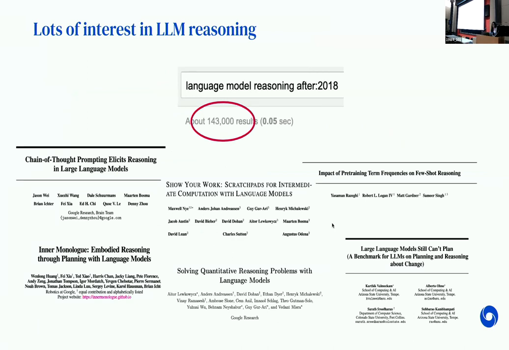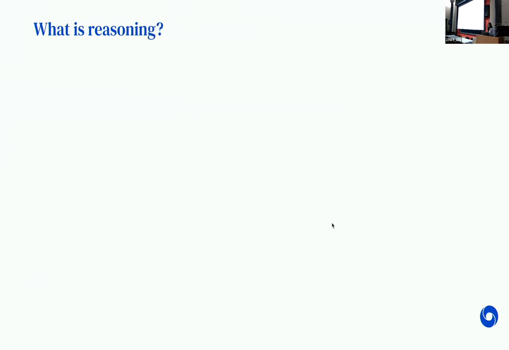So if you just search on something like Google Scholar for papers about language model reasoning since 2018, it's just been a really, really busy field. There's a huge number of results, there's a lot of work out there. So what exactly do we mean by reasoning? All right, so what is reasoning?